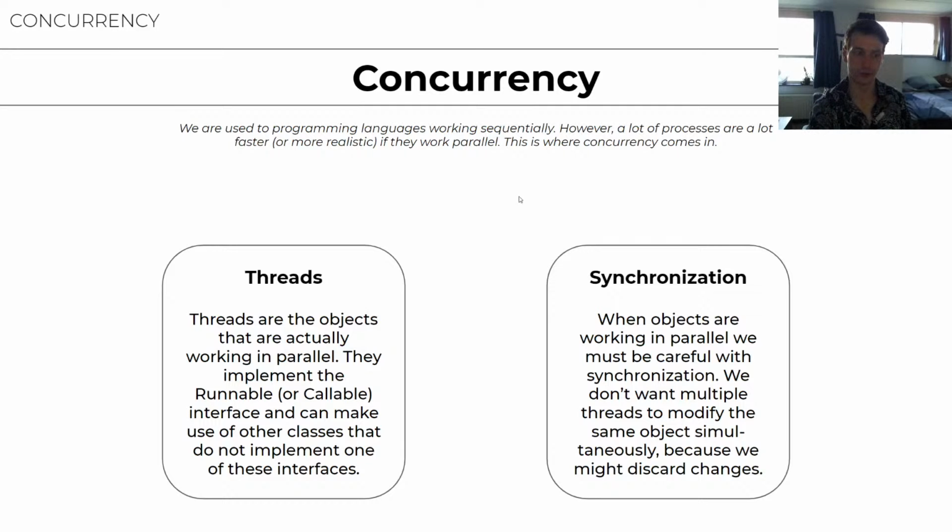As you know, Java, or as you've mostly used programming languages, are generally sequential, which basically means they work top-down, one step at a time. They don't have multiple processes going on at the same time. With concurrency, you can have multiple processes going on at the same time, which is very good if you want to speed things up to a certain extent.